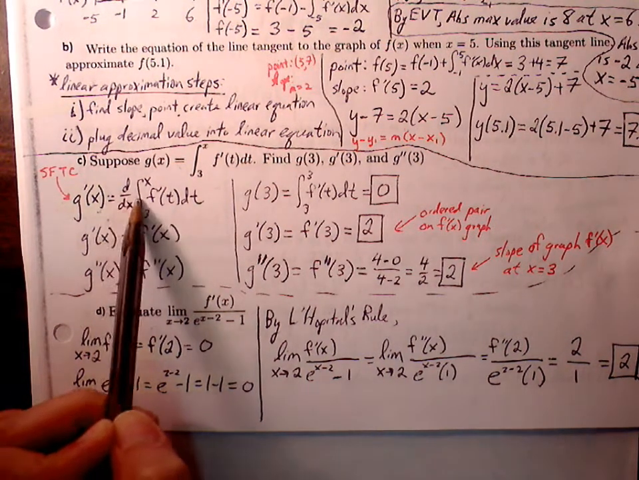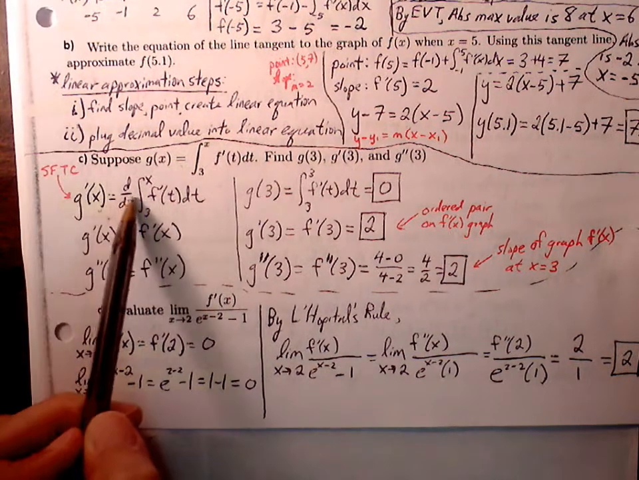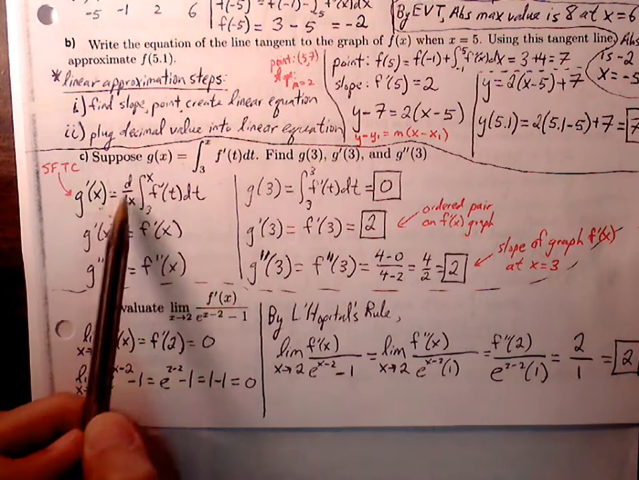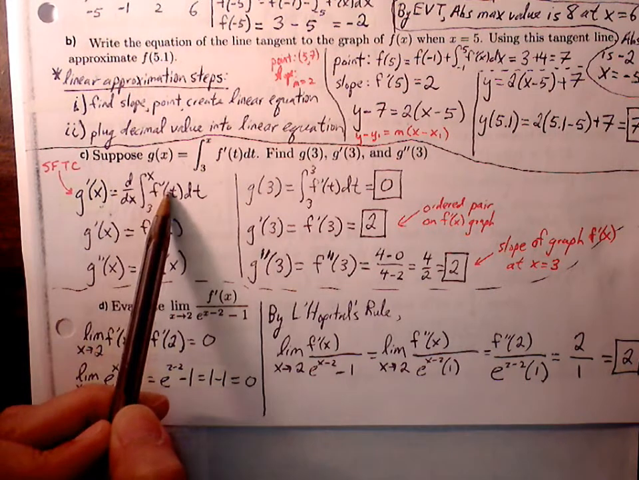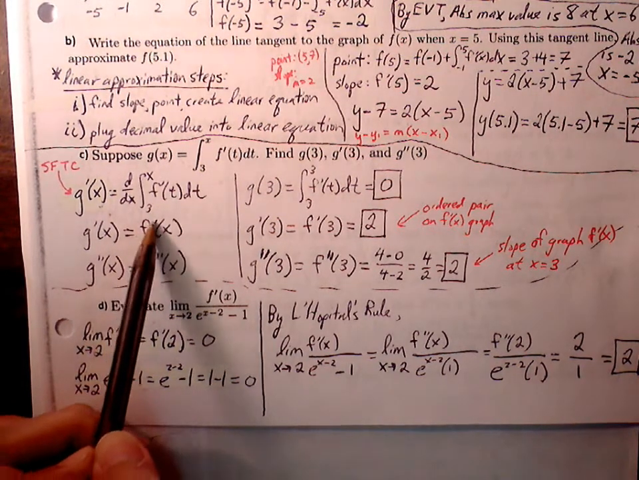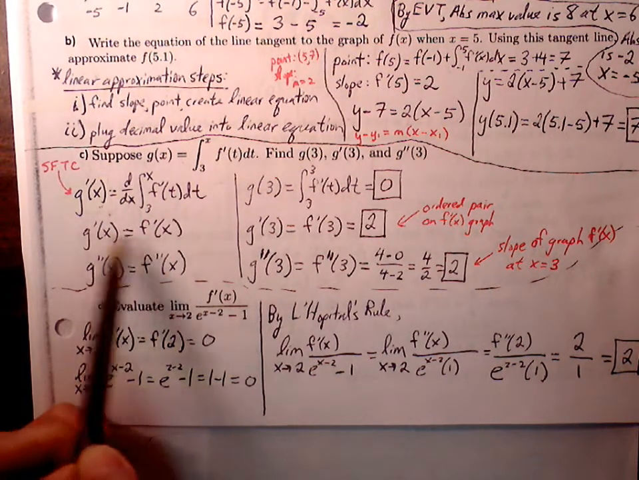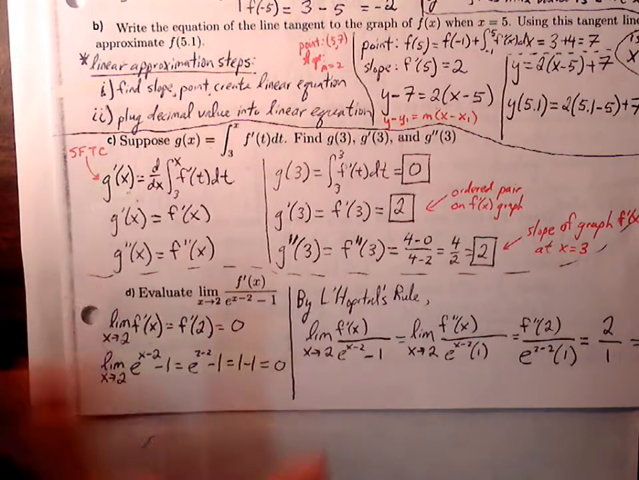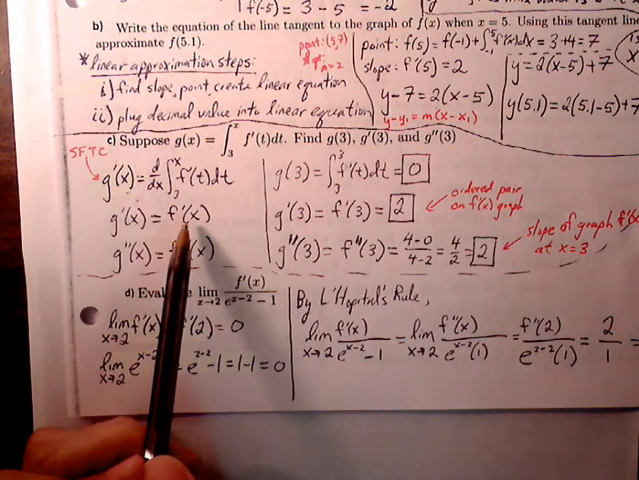They're going to cancel each other out. We can apply the second theorem, which allows this to cancel out. We just plug this upper bound into the variable. We get f prime of x. So there's our formula definition for g prime. G prime is just going to be f prime.